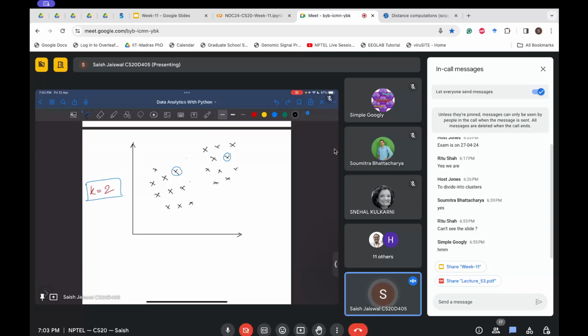The next step is to compute the distance of every point with respect to these means. You have initialized two means, the initial means, let's say mu1 and mu2. Now you compute the distance of this point with respect to this mean and this point with respect to this mean, and you do this for all the data points.